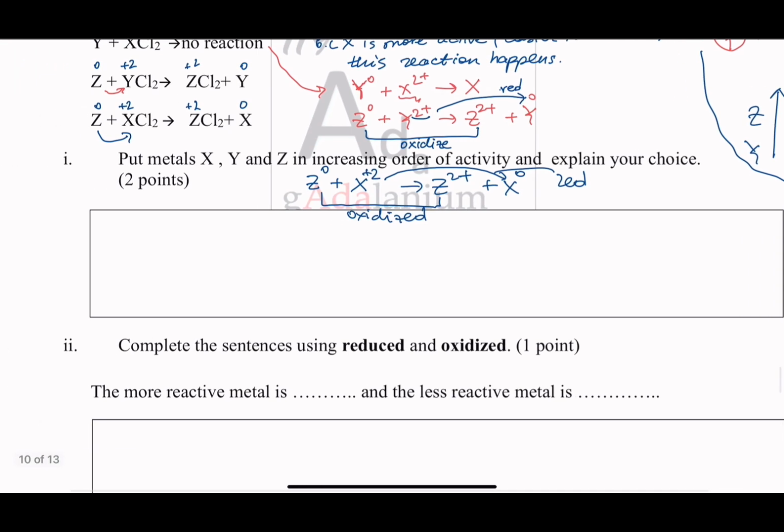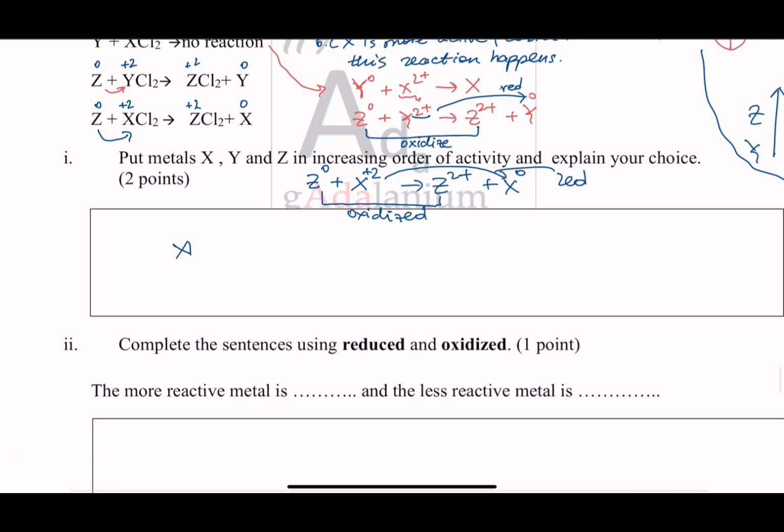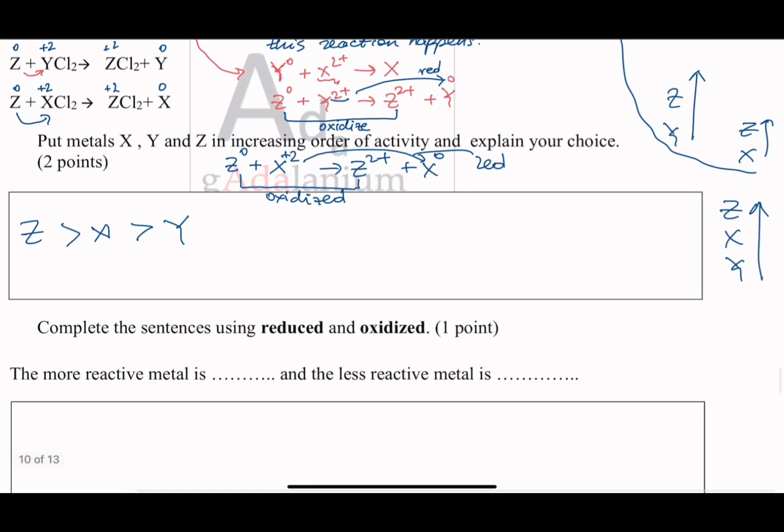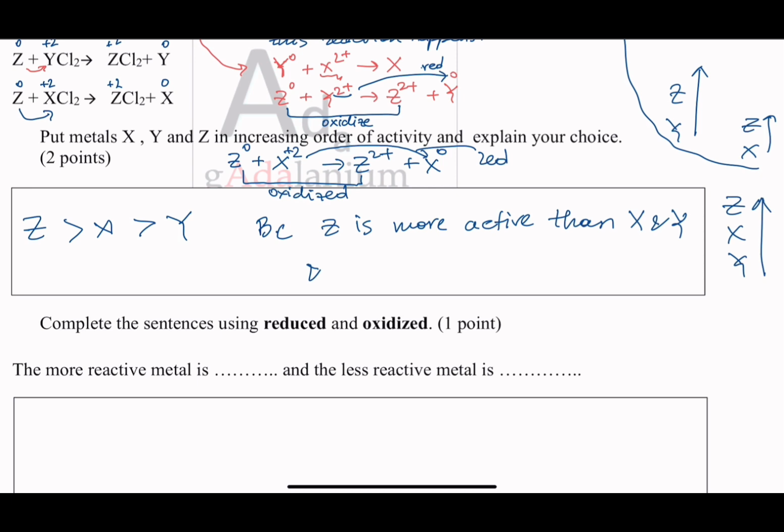Here, put the metals X, Y, Z in increasing order of activity. We put them like this: X, then Z, and then Y. And then it says to explain our choice. We say that because Z is more active than X and Y, and X is more active than Y.